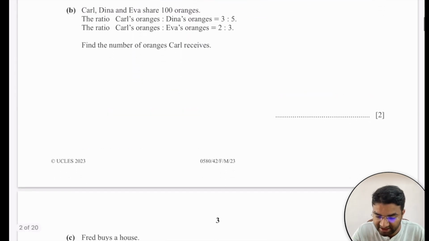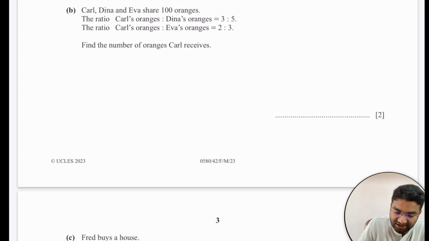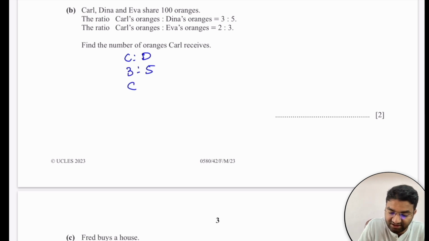Alright. Then next, Carl, Dina and Eva share 100 oranges. The ratio of Carl's to Dina's oranges is 3:5, and Carl's to Eva's is 2:3. We have to calculate the number of oranges Carl receives. In short, we will use C, D and E, which will make communication and explanation easier. So here C is to D is 3:5, and C is to E is 2:3.